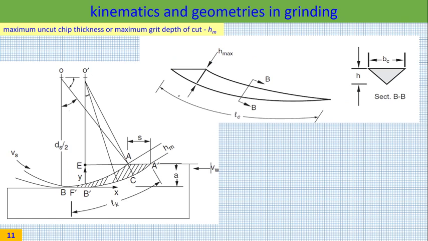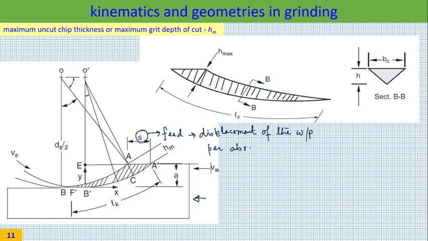So this is the chip load. This one is the chip load in grinding per grit for a given grit, and this is being extracted from this particular figure. As you can see, this is the feed, this is displacement of the workpiece per abrasive particle or grit.